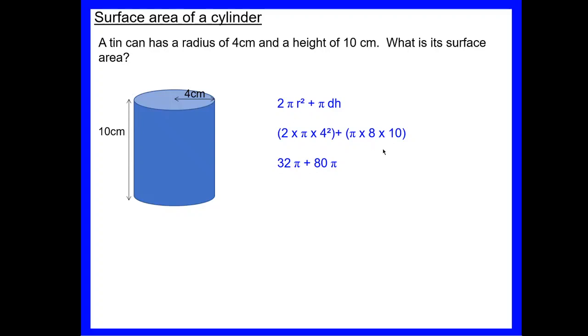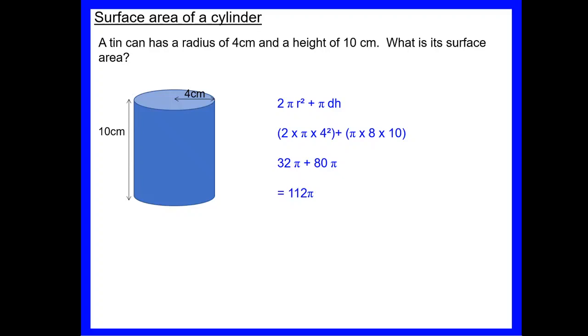If you're asked, however, for the answer in terms of pi, then we work out the numbers, but we don't work out the pi bit. So we can add these together now, 32 pi plus 80 pi. We can add them because they're like terms, is 112 pi. So that's our answer in terms of pi.